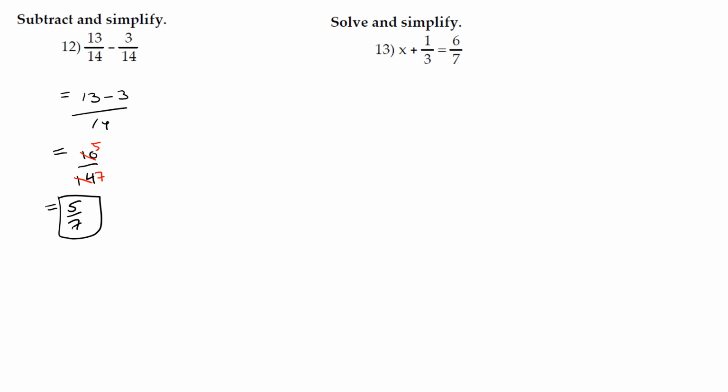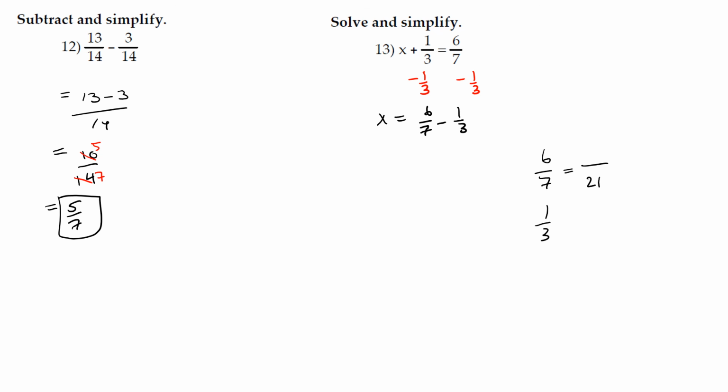Solve and simplify. Alright, so for this here, right, we need to undo what's happening. So to undo that addition, I need to subtract 1/3 from both sides. So now I have x equals 6 over 7 minus 1 over 3. But to subtract these, I have to have a common denominator. So let's come to the side here and convert. Looks like 7 times 3, since they're both prime, so 21 is what I'll need.